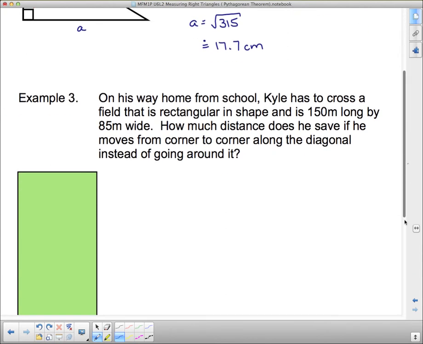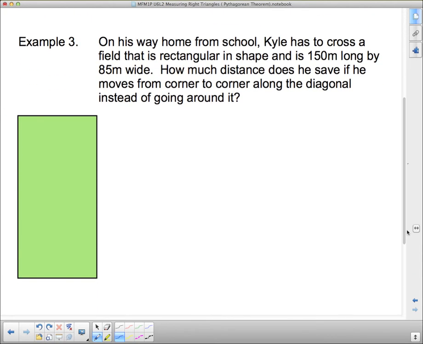Now the last question that we're going to look at says, on his way home from school, Kyle has to cross a field that is rectangular in shape and is 150 meters long by 85 meters wide. So here's our rectangular shape, and it's 85 meters wide and 150 meters long. How much distance does he save if he moves from corner to corner along the diagonal instead of going around it? So here's the field.